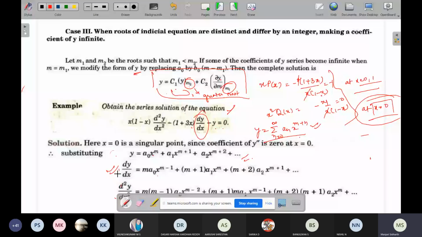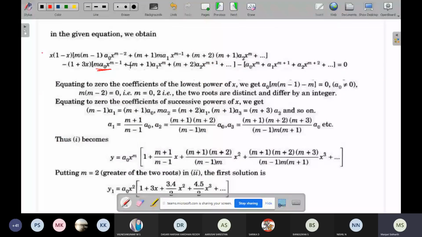x(1 − x) d²y/dx² − (1 + 3x) dy/dx − y. Now, the first step is to search for the lowest power of x. That means this term is x − x². So when I am multiplying with x, the power will increase by 1, so here you will get x^(m−1), here x^m, here x^(m+1). Sorry, one power will be increased, not less.